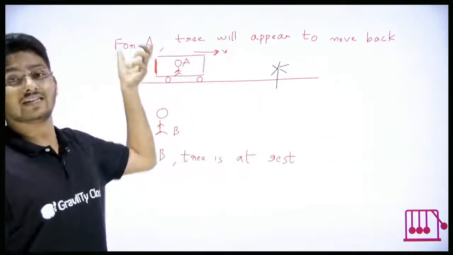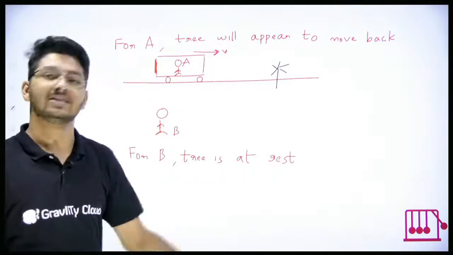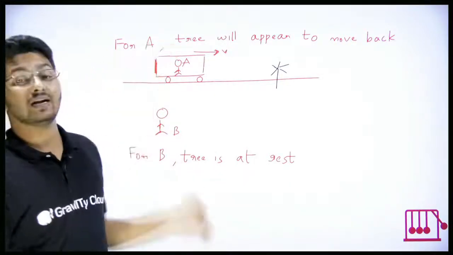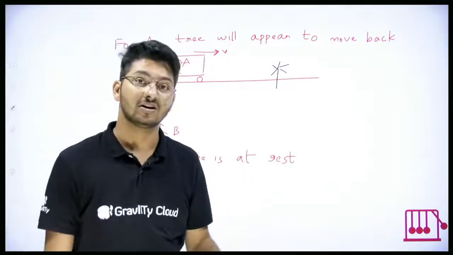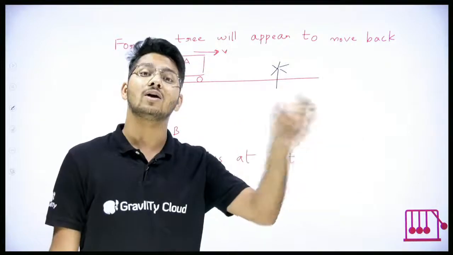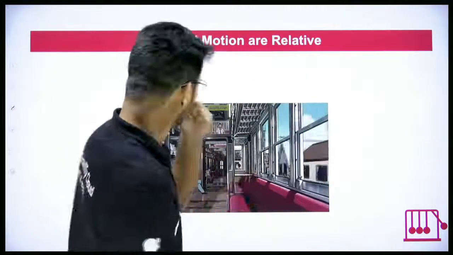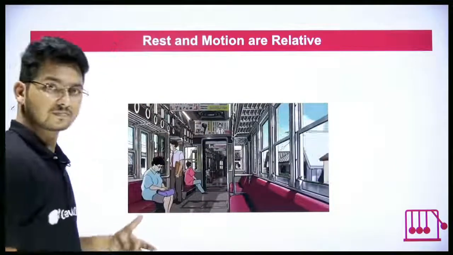In the first case, when I say for A, A is observing. When I say for B, B is observing. So what is different here? The observers are different. The one who is seeing is different. The one who is watching is different. Clear? Yes?